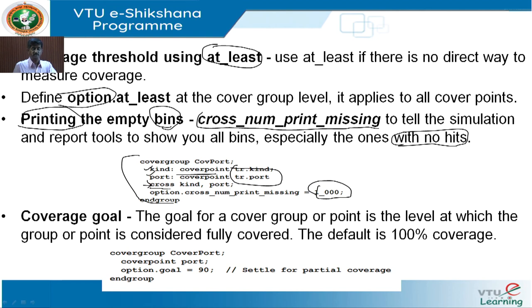Then I will have cross coverage, which I am doing through the cross construct. I will cross kind and port both, which is definable at different aspects of the transaction that happened on a kind and on a port. So the responses under cross coverage on these two variables occur under an option. I am displaying all the missing ports, which have no hits. I am using cross_num_print_missing, a bin option, which is equal to 1_00: 1 is a hit, 00 is null values. You can say what values you want. Now I am checking the ones with no hits.